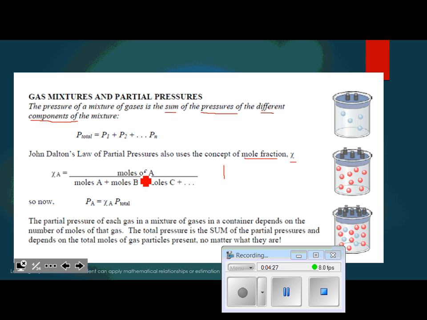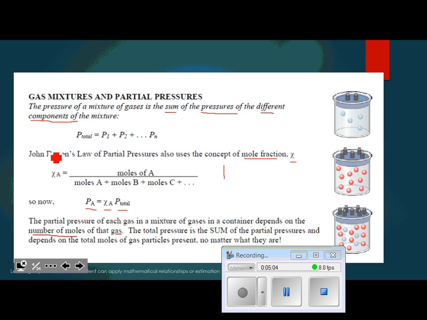So once you find the mole fraction, let's say you just want to know the partial pressure of gas A in a mixture. Partial pressure is equal to the mole fraction of A times the total pressure. The partial pressure of each gas in a mixture of gases in a container depends on the number of moles of that gas. The total pressure is the sum of all the partial pressures, and it also depends on the total moles of gas particles present, no matter what they are.